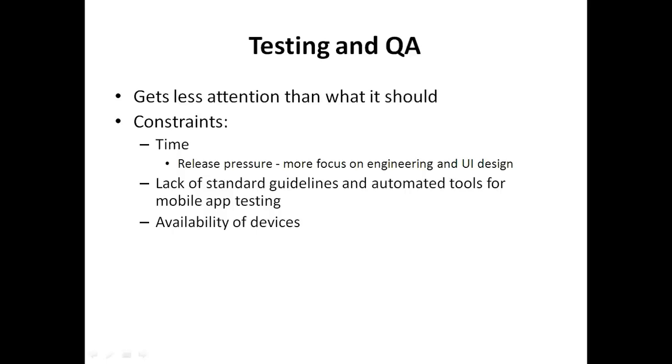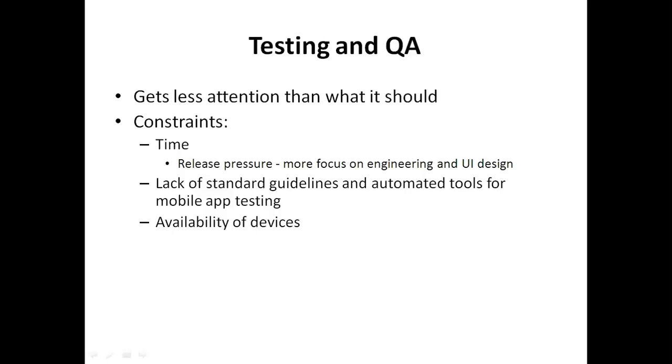That is the reason that if you see 10,000 or 100,000 apps on the App Store today, when you download them, you will find just two or three of them which you actually want to play or use. So now, why is it that this happens? Why is it that testing gets less attention than it should?